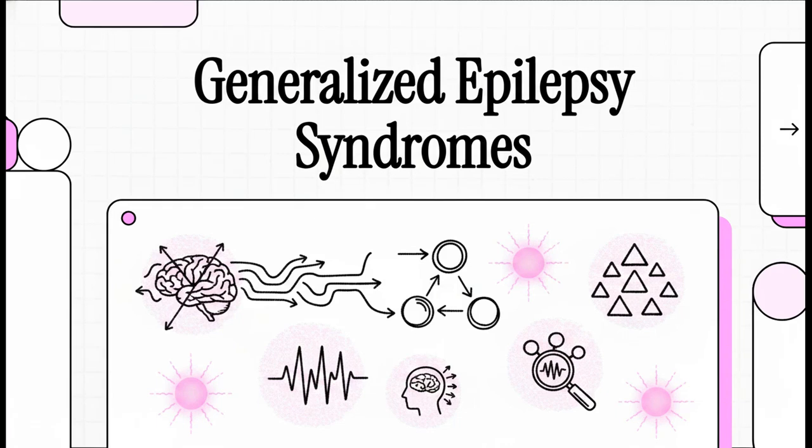Welcome. In today's explainer, we're going to build a clear framework for telling the primary generalized epilepsy syndromes apart. Getting this right is about so much more than just a label. It's really about precision in diagnosis, which, as we'll see, can have a profound impact on a patient's entire life.